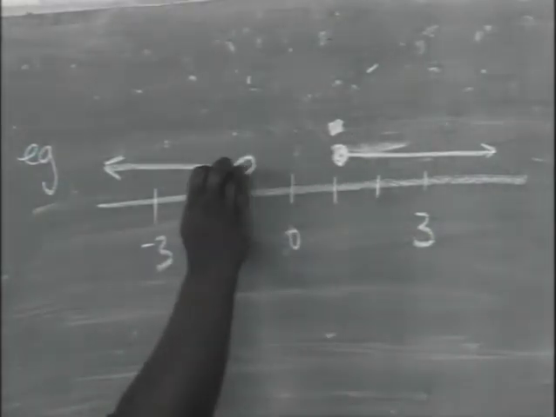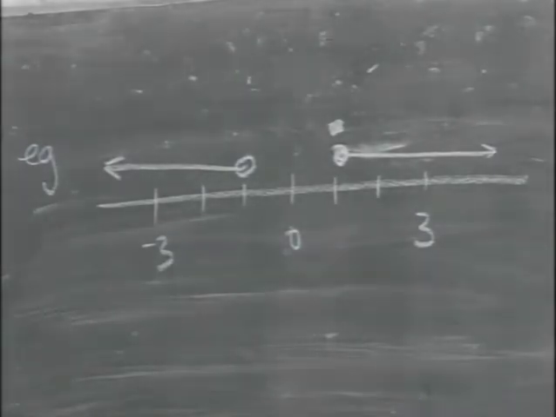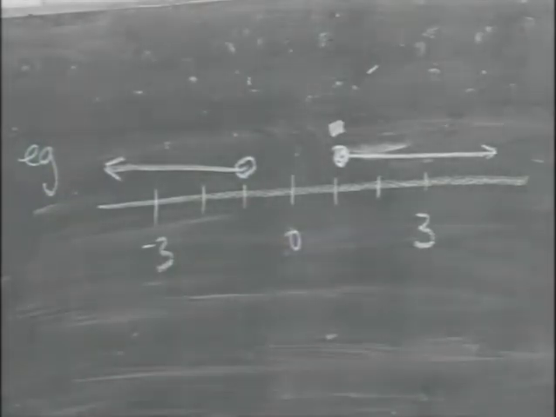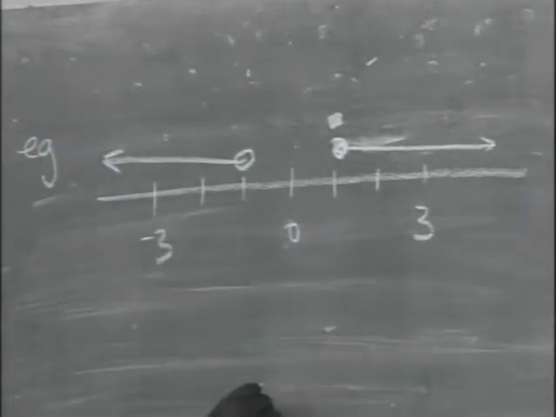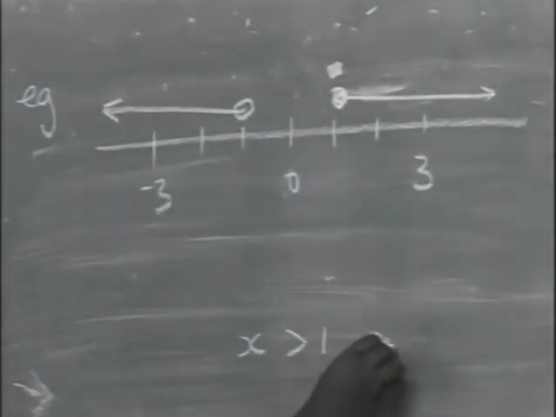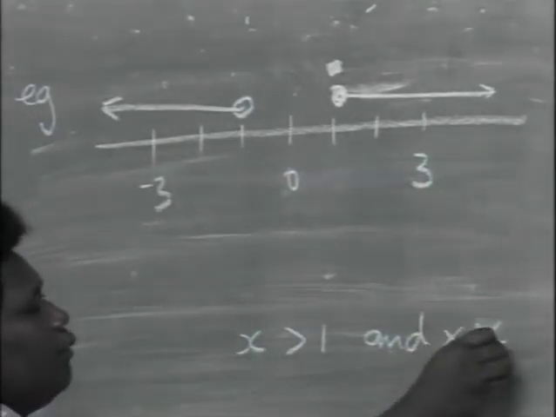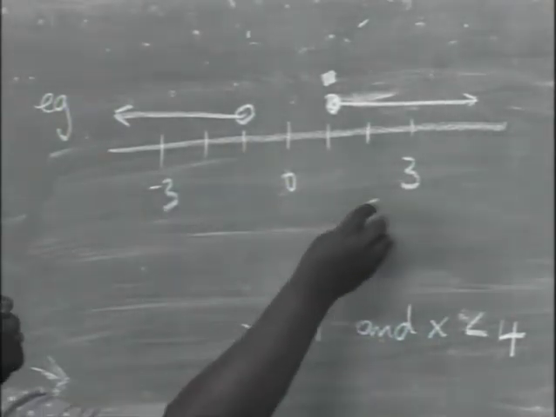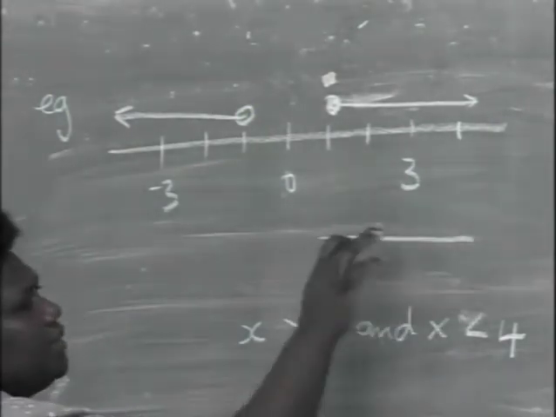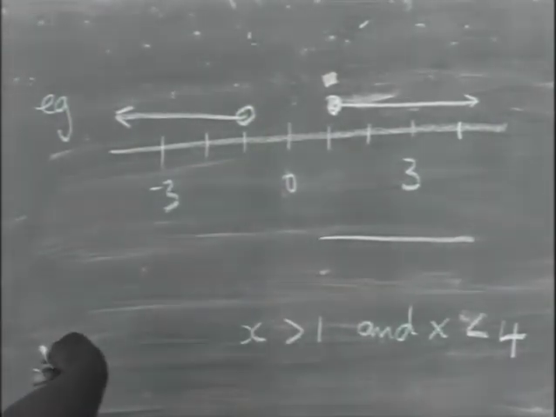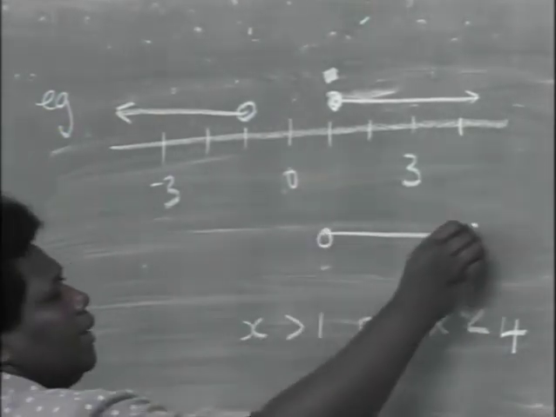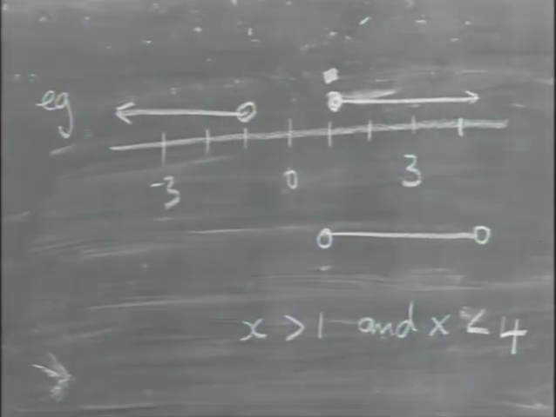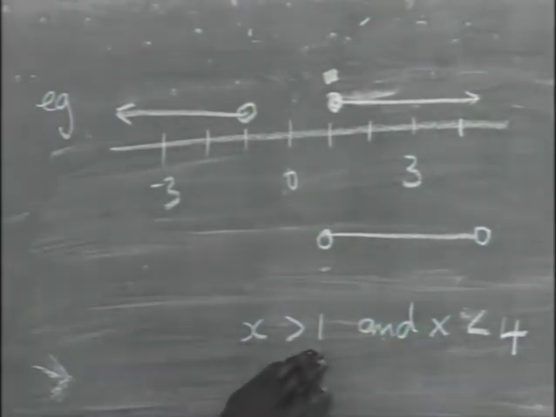Okay, note instead of the word and, I should have used the word or. I'll explain why. If it is the word and, say for instance, x is greater than 1 and x is less than 4, then x is supposed to be between 1 and 4. X is greater than 1 and at the same time x is less than 4. So the numbers will be between 1 and 4. That's the difference.